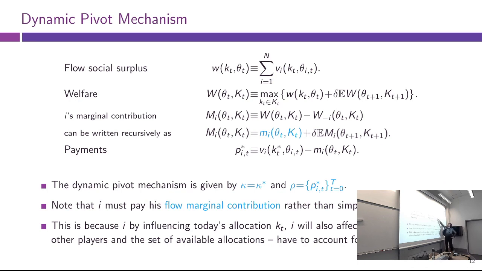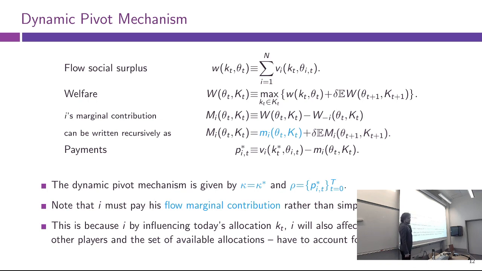So, to calculate this W minus I, you need to calculate K minus I. So you need to calculate this efficient-ignoring-I allocation rule, kappa, which is the same difficult problem as calculating the efficient allocation itself. And you need to do it for every player I. So you need to solve n of those problems. But given K minus I, you can calculate this W minus I. A lot of difficult problems to solve in getting to the dynamic mechanism.